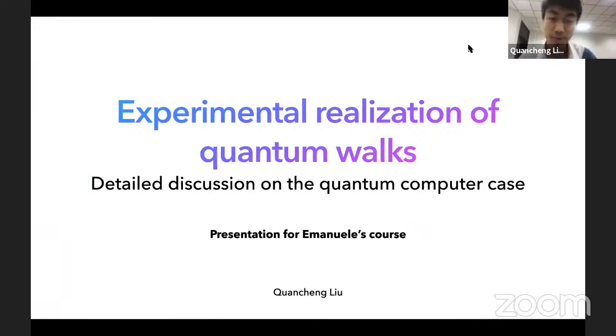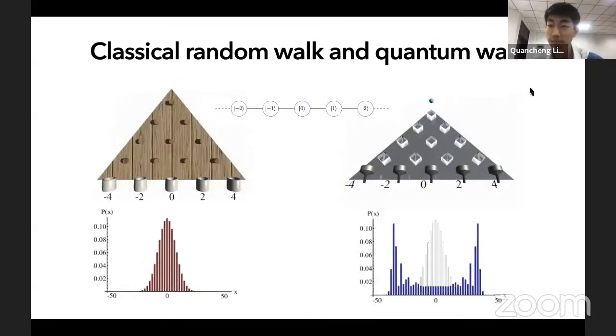Today I will present to you some experimental realization of the quantum walk. I will first introduce some basic concepts of the quantum walk, and then I will focus on the case that realized the quantum walk with a quantum computer. So let's start. The quantum walk is the quantum analog of the classical random walk. So let's see the differences.